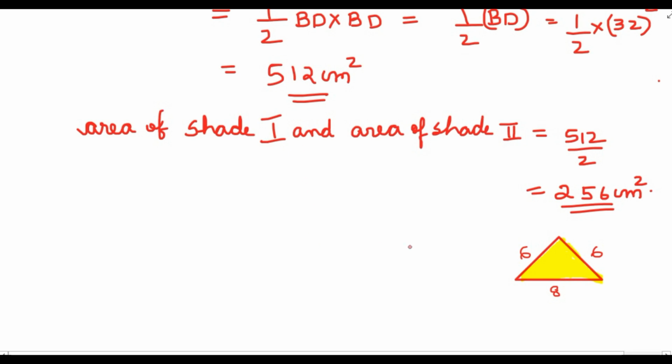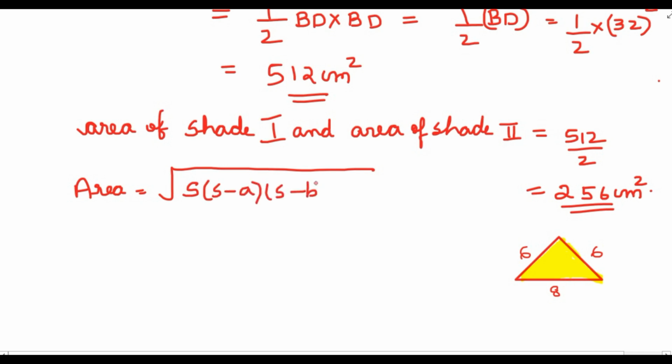Now we will find out the area of the small triangle which is at the bottom of the kite. The base is given as 8 and the two sides are given as 6 centimeter. We will apply Heron's formula. So area equals square root of S into S minus A into S minus B into S minus C.